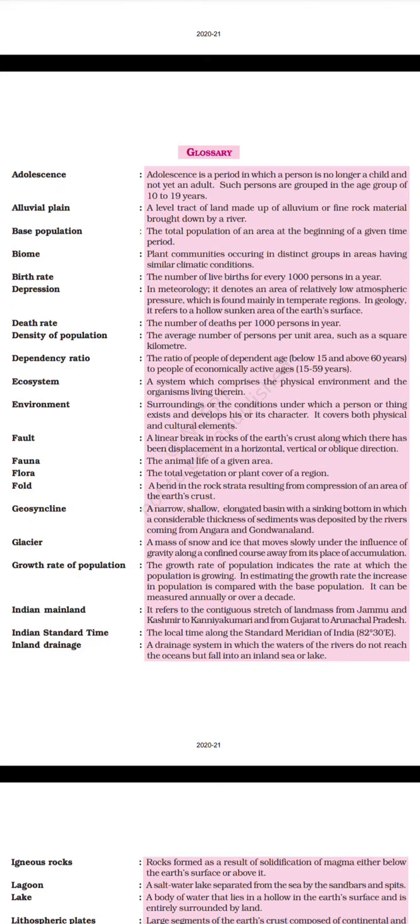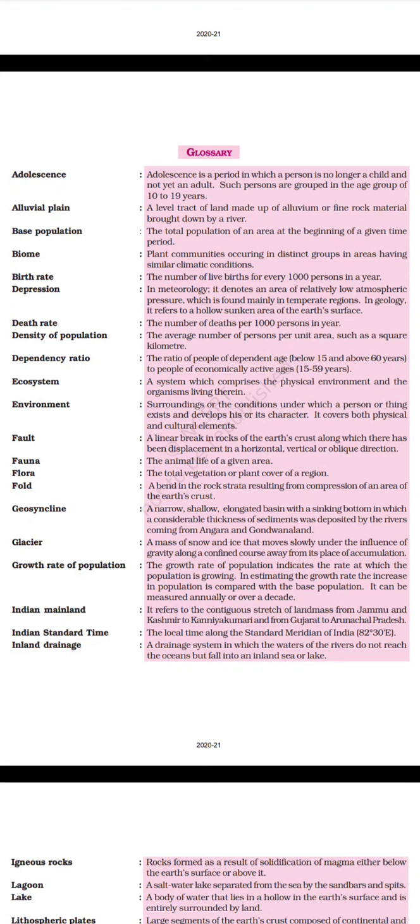Dependency ratio, the ratio of people of dependent age below 15 and above 60 years to people of economically active ages 15 to 59 years. Ecosystem, a system which comprises the physical environment and the organisms living therein. Environment, surroundings or the conditions under which a person or thing exists and develops his or its character. It covers both physical and cultural elements.